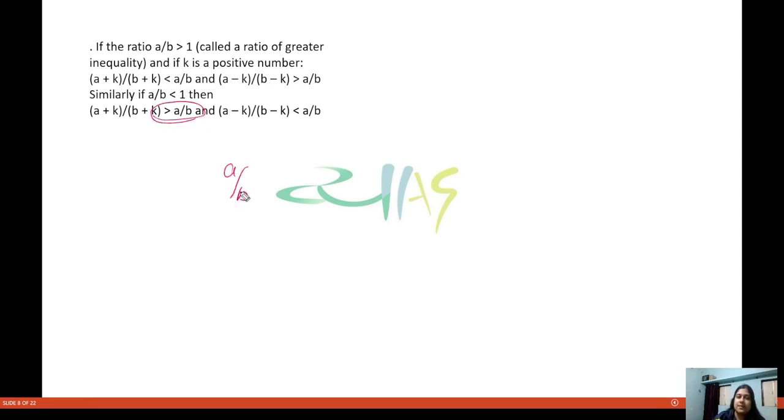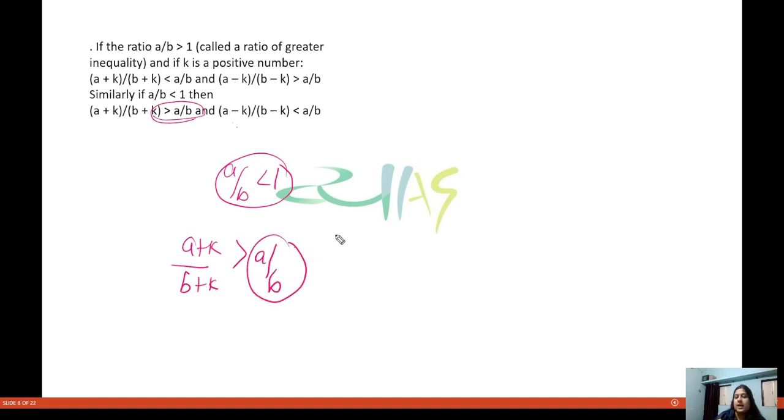You have a by b less than 1. Then a plus k divided by b plus k is greater than a by b. So 4 by 5 is less than 1, we know. Now add 4 in the denominator and numerator, for example. So we obtain 8 by 9.